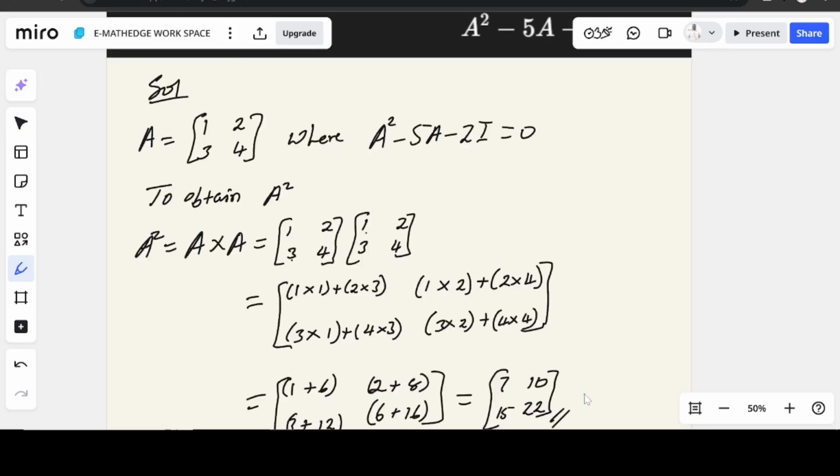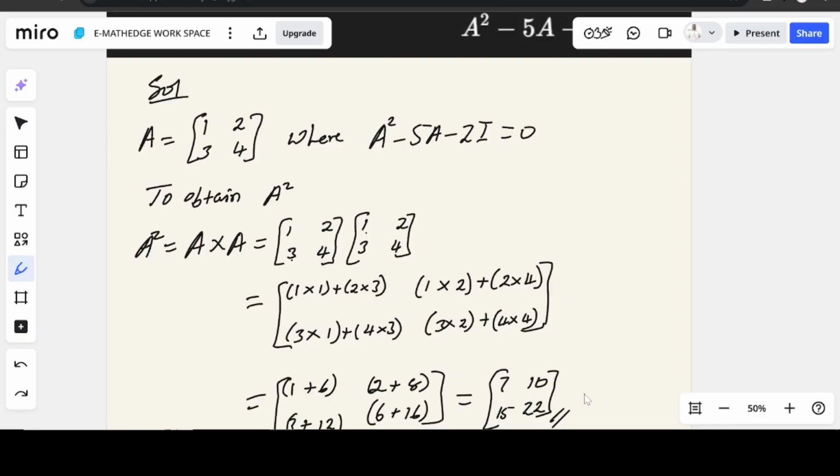Now the next thing we are going to obtain is the negative 5A. But we are going to leave the negative sign first. We are going to obtain 5A, after which we will come back to solve for the entire expression. Then we can apply the negative sign. But for now, let's go ahead and obtain 5A.